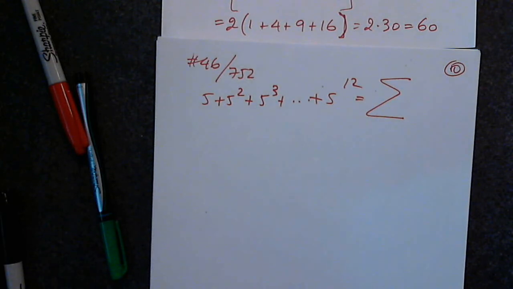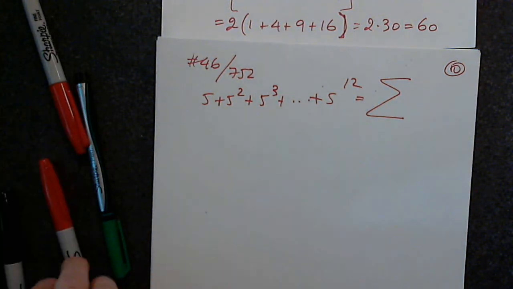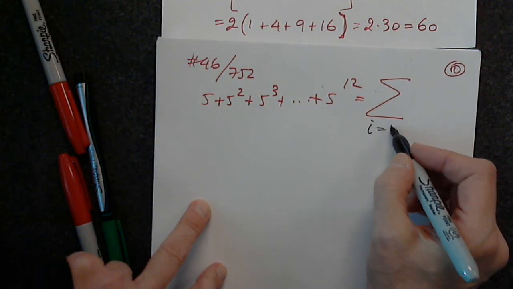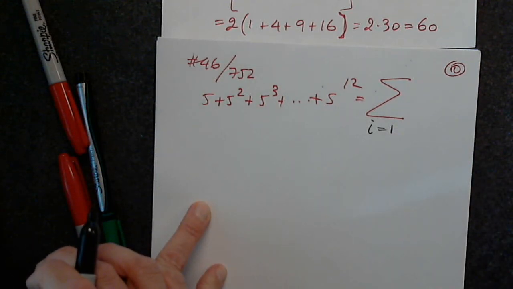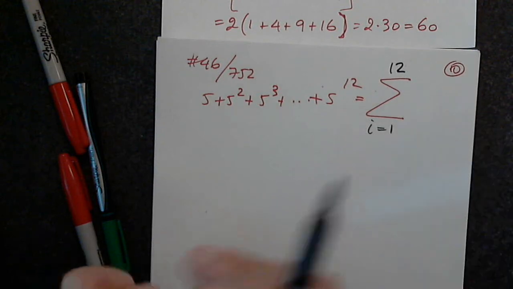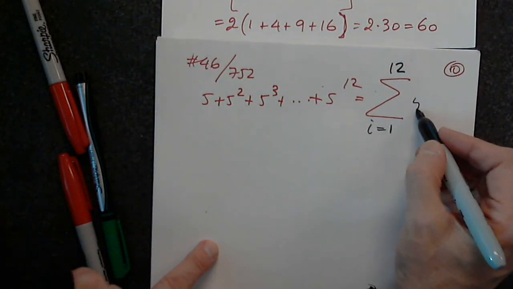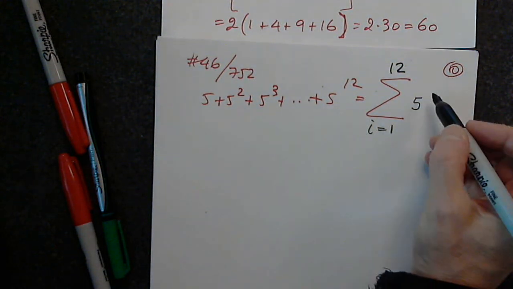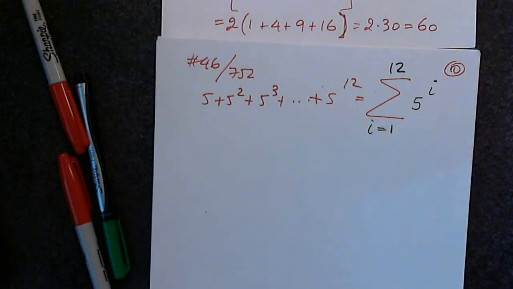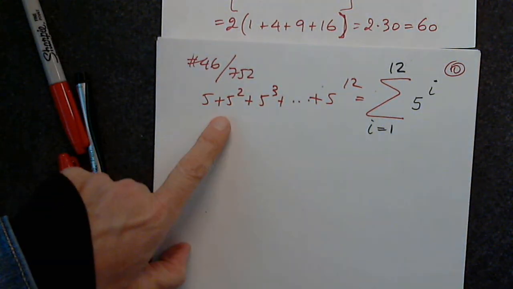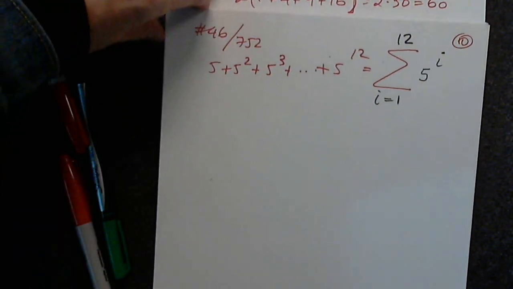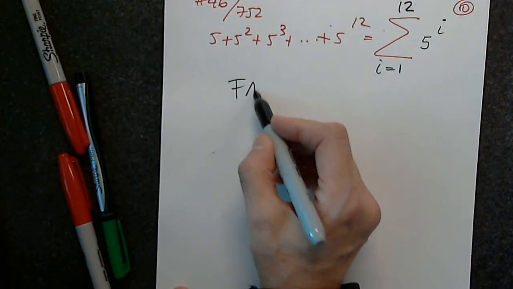What would you say? From i equals 1 till... very good. And obviously all these terms have 5 as the base, so they all have to have 5. And what about the power? Exactly. So this is the condensed one. When i is 1, I get 5. When i is 2, I get plus 5 squared, and so on and so forth. Perfect. Any questions?